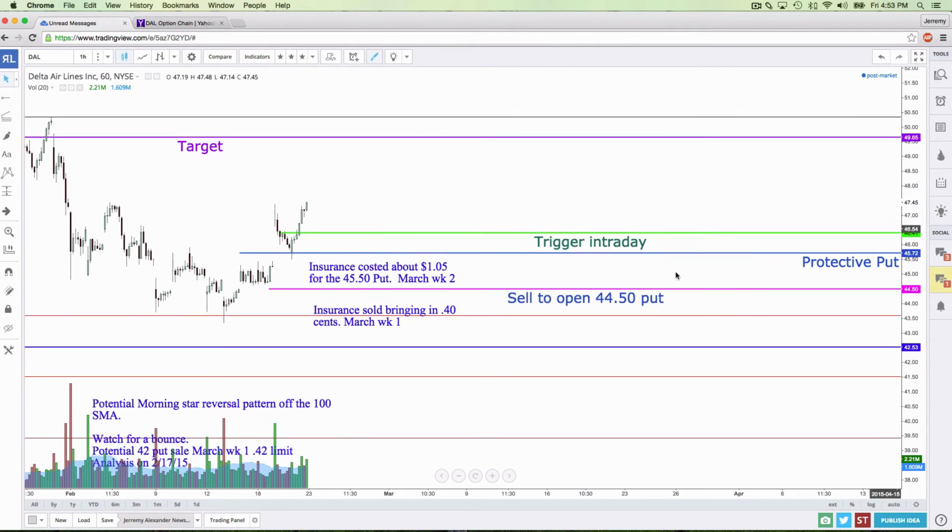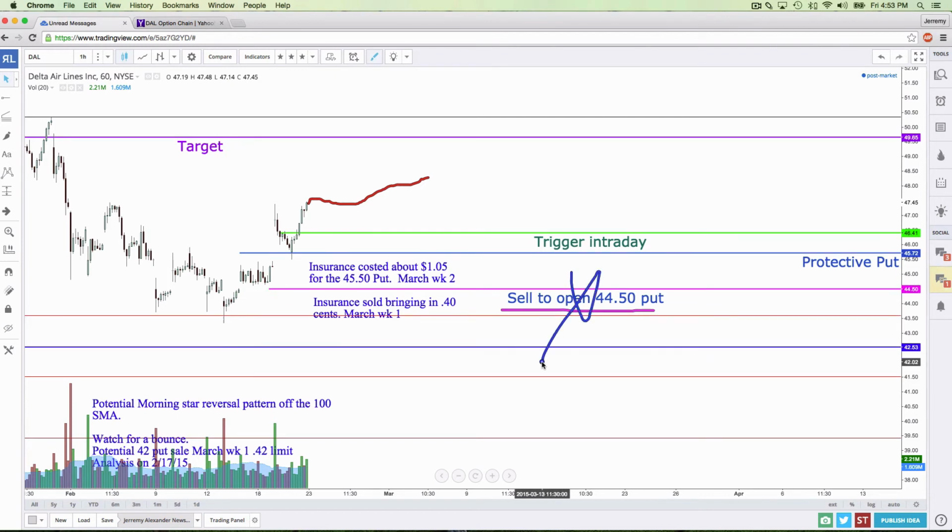Almost exactly. Best case scenario with Delta is this: March week 1 comes around. This 45.50 put that I sold expires out of the money, worthless, gone, evaporates, goes to option heaven. I have 1 week left for my put. I do another March week 1 put. Maybe this time I do a 45 March week 1. I sell another put somewhere over here. Stock goes up a little bit more.